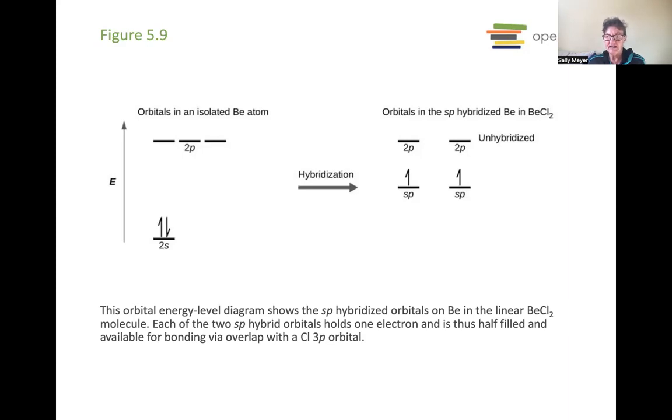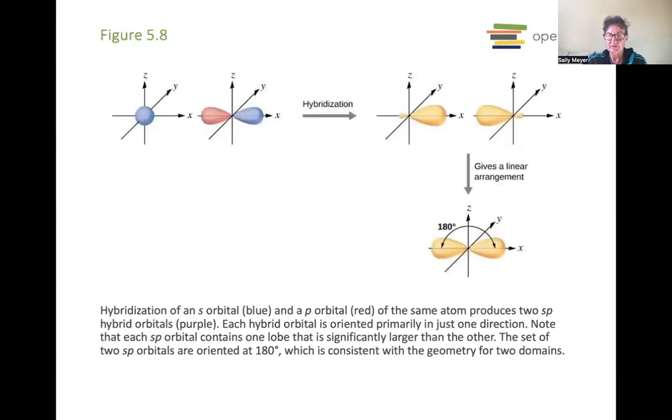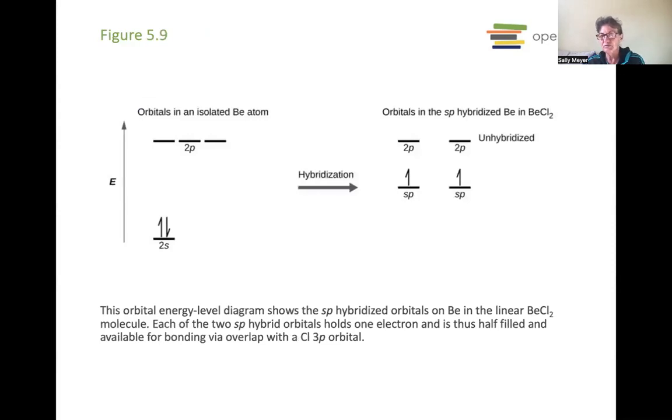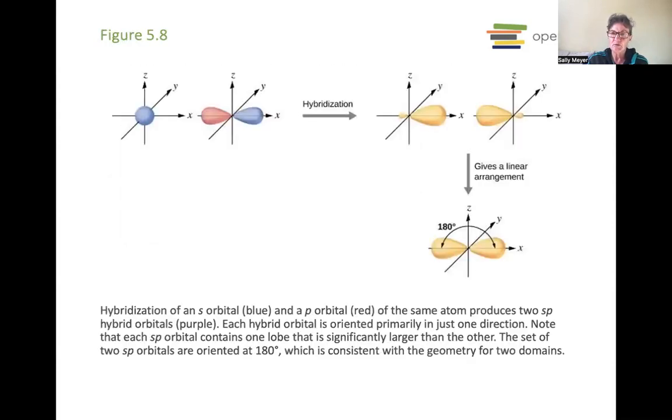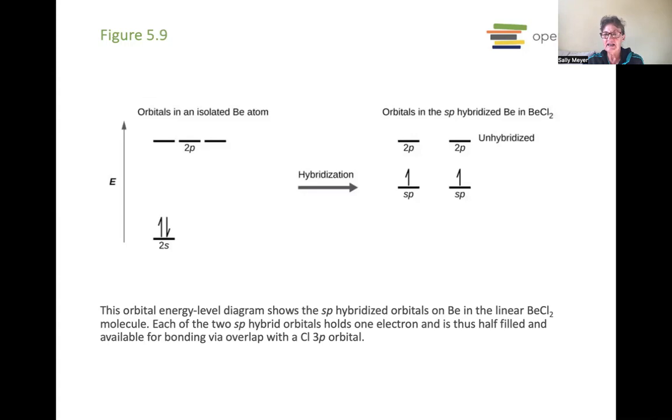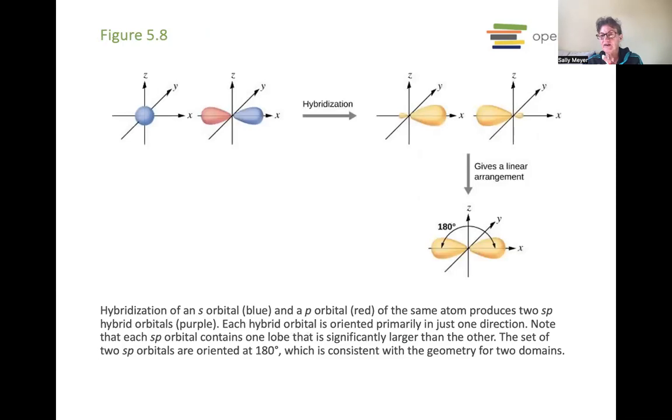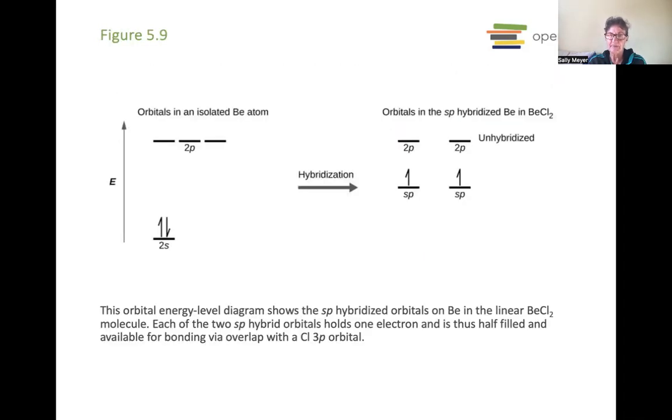But when you add together that s orbital and that p orbital, you get 2 new orbitals called sp hybrid orbitals. They're slightly lower in energy than the p, slightly higher in energy than the s. But the important thing is now you have 2 orbitals which are 180 degrees apart, and they each have 1 electron in them. So when you think about how they can form bonds with chlorine, each of those sp hybrid orbitals can now overlap with a 3p orbital on chlorine to form a sigma bond on either side of the beryllium.